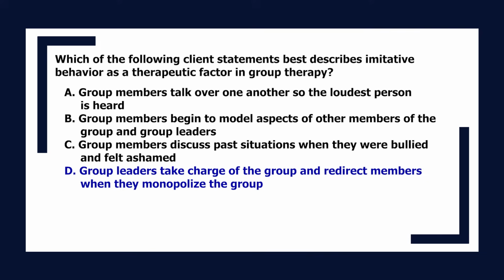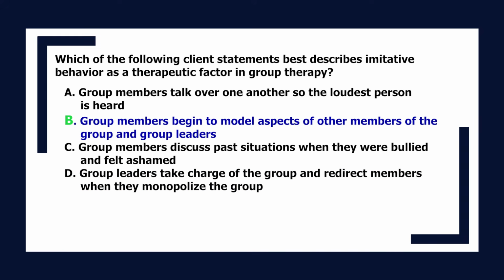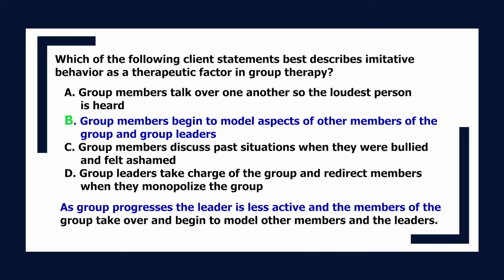The correct answer is B. Group members begin to model aspects of other members of the group and group leaders. As group progresses, the leader is less active, and the members of the group take over and begin to model other members and the leaders.